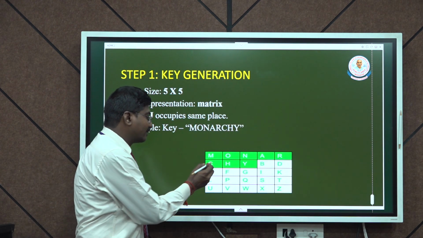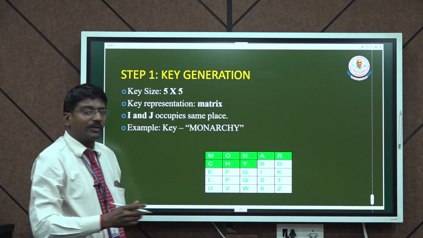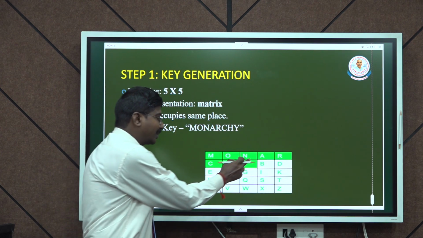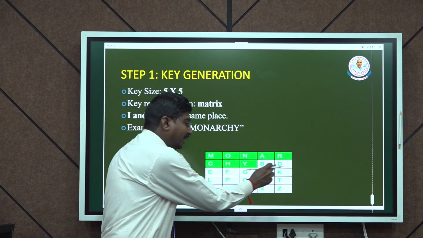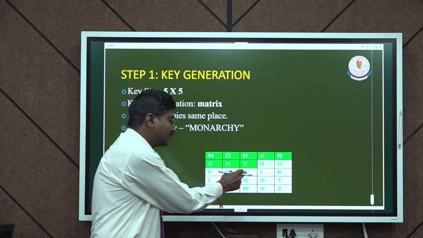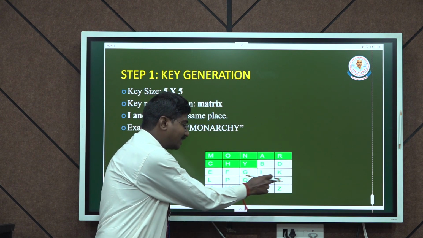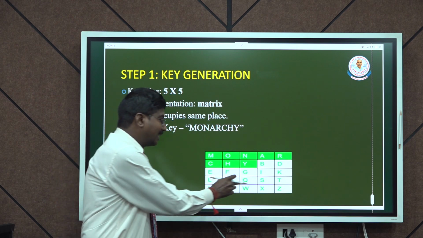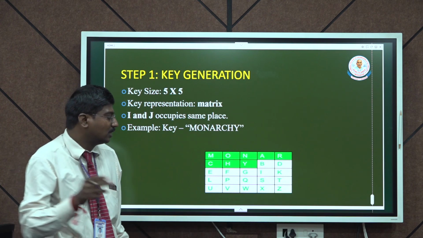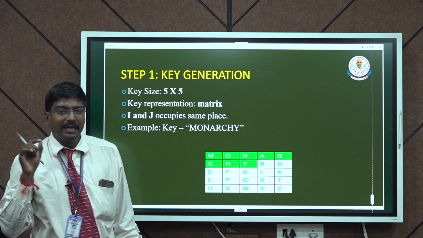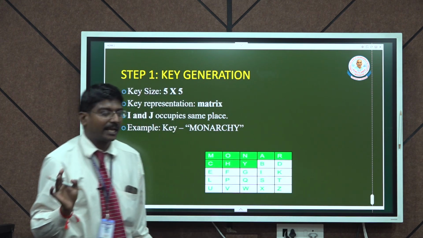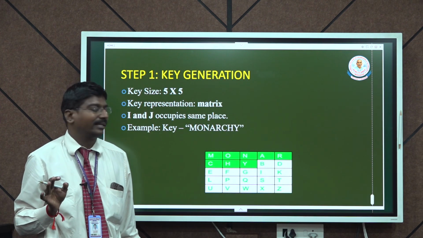You start the 5 cross 5 matrix. You can see here the monarchy is written first, then the remaining characters which are not present in the monarchy should be written sequentially. You can see monarchy is written, next B, D, E, F, G, I, K, L, P, Q, S, T up to Z, which are the characters not repeated in monarchy. Each character should not have a repetition. And in the I place, J also occupies the same place. I and J come under the same place. This is how the key generation is done.